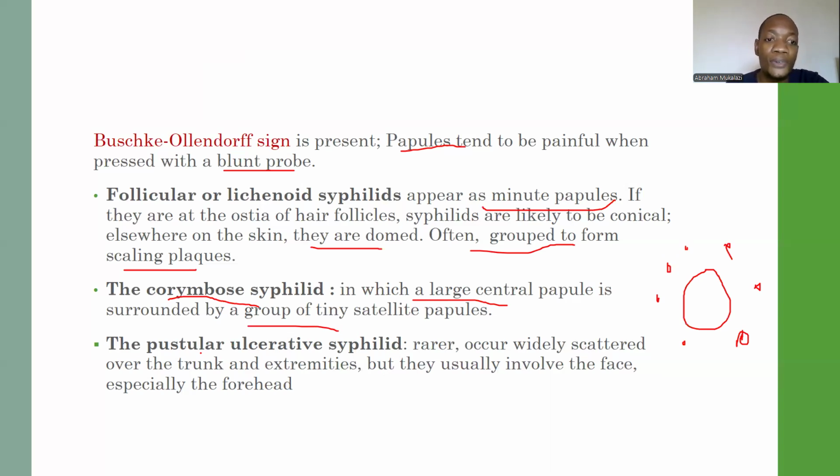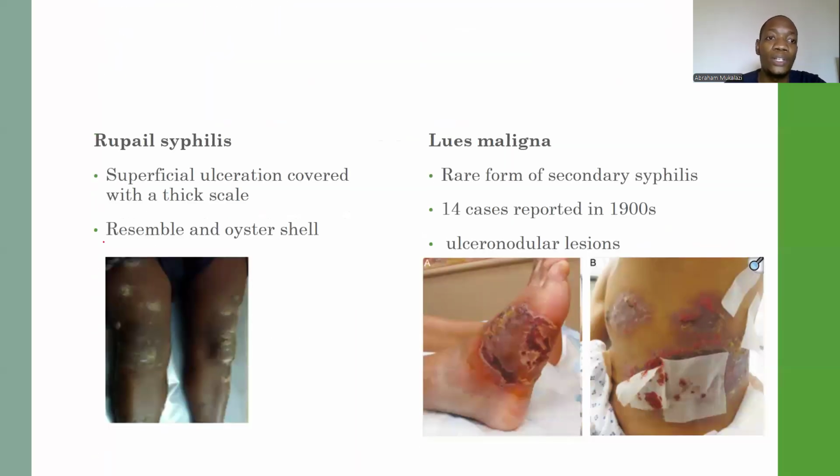Then you can also have what you call the pustular ulcerative syphilis, and these are usually two. We are going to look at them. The first one we call rupioid syphilis. This is usually a superficial ulceration covered by a very thick scale, which looks like an oyster shell. So if someone has an ulcer, and the ulcer is covered by a very thick scale that looks like an oyster shell, that is it.